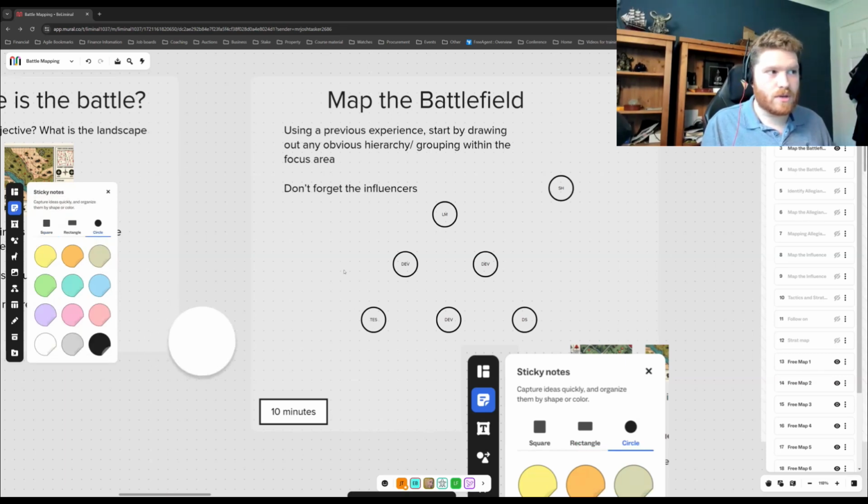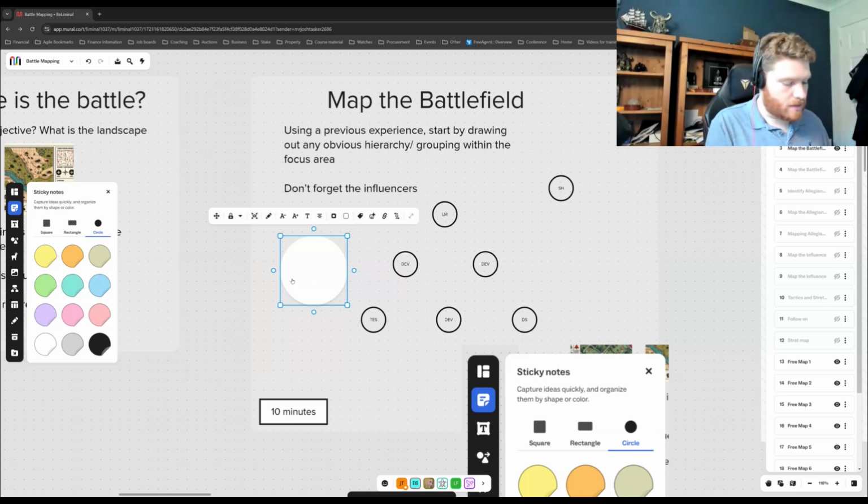You can pick a circle, use an empty circle, and you can basically drop them in and say that this is a stakeholder. I have types, but it's being a bit slow. But this is a stakeholder. This is the line manager, and you can make as many as you want.